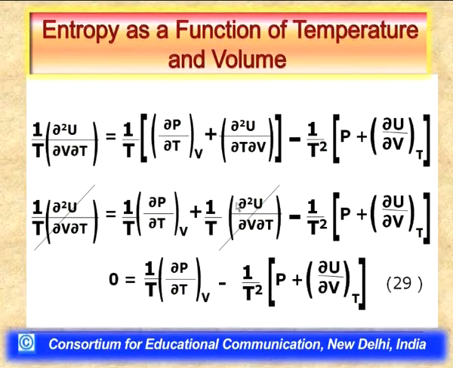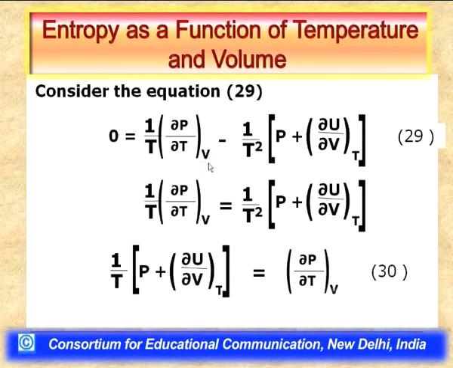So, in this next equation, instead of writing dT dV, I have written dV dT, because the order of differentiation is immaterial, again using the Euler relation. Therefore, these two terms cancel from the left and right hand side. What we end up with is 0 equals (1/T)(∂P/∂T) at constant V minus (1/T²)[P plus (∂U/∂V) at constant T]. This is our equation 29.